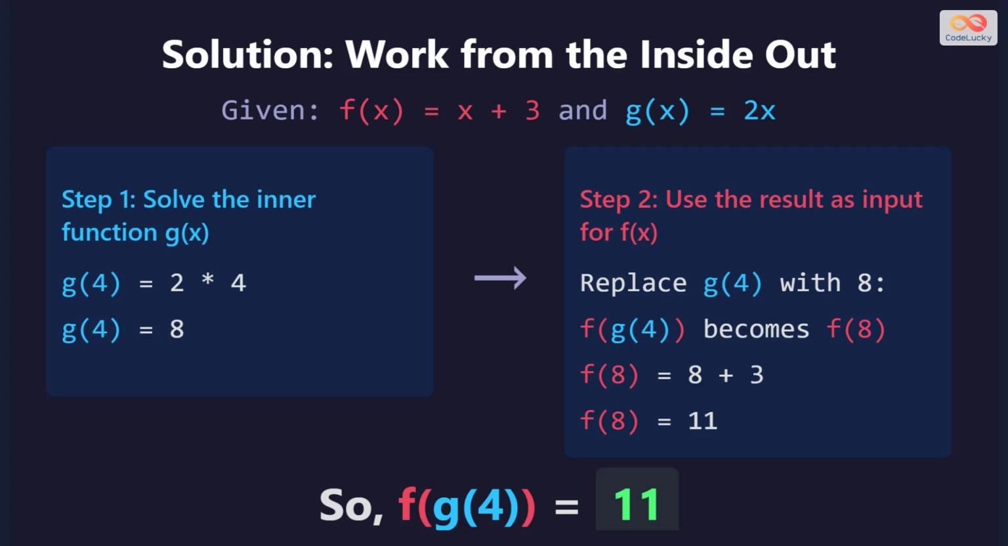Now we take this output 8 and use it as the input for our outer function, f. The function f tells us to add 3 to our input. So f of 8 equals 8 plus 3, which gives us a final answer of 11.